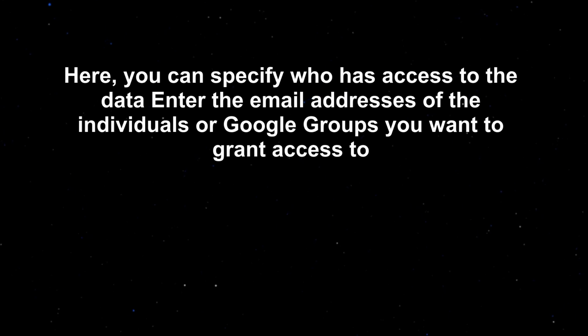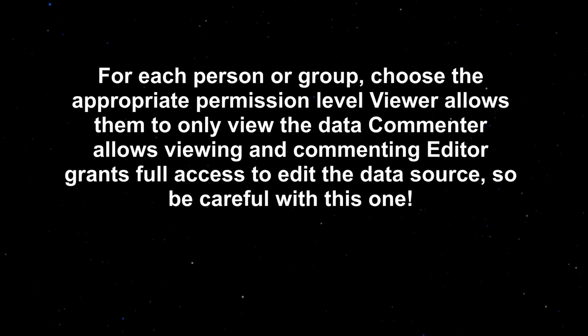Here, you can specify who has access to the data and enter the email addresses of the individuals or Google groups you want to grant access to. For each person or group, choose the appropriate permission level. Viewer allows them to only view the data. Commenter allows viewing and commenting. Editor grants full access to edit the data source, so be careful with this one.